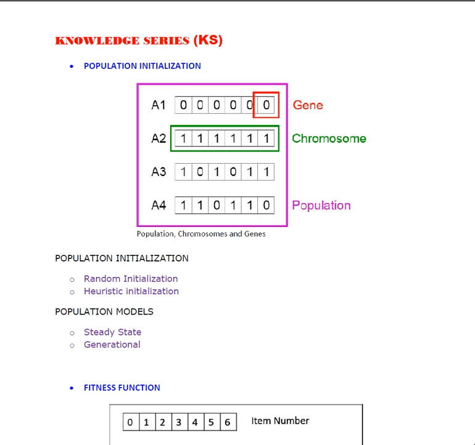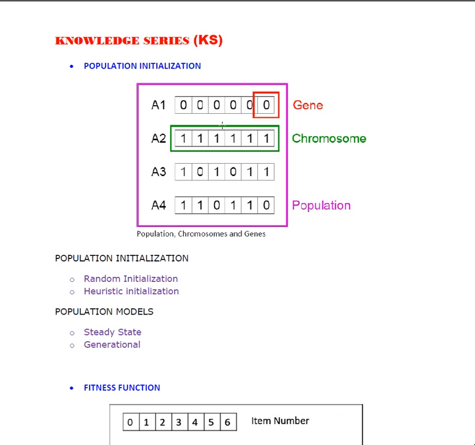Now, what exactly the population initialization indicates is very important for us to understand. The population initialization means we are going to discuss a gene, which is an individual bit, a chromosome, which is the complete collection of bits, and a population, which is a collection of chromosomes. Population initialization is of two types. One is random initialization, another is heuristic initialization.